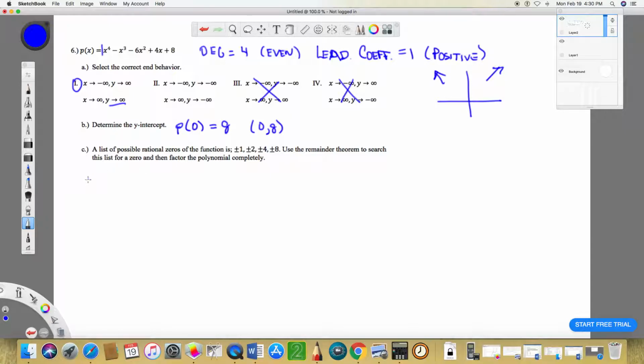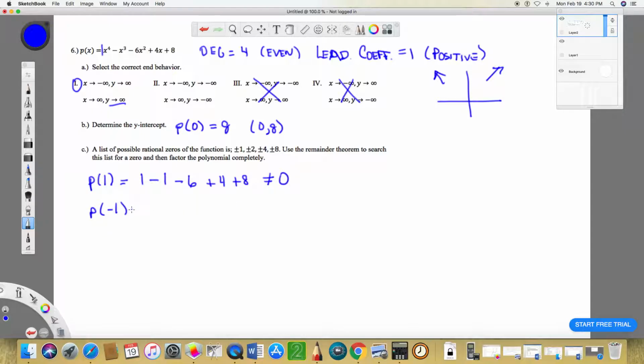All right, so let's start out. Rather than starting out with large numbers, I usually try to start out with the smaller numbers just because it's easier to do arithmetic on. And I could do synthetic division or simply plug it in. For 1 and negative 1, I'll just simply plug it in. So for 1, it'd be 1 minus 1 minus 6 plus 4 plus 8. And that's not 0.